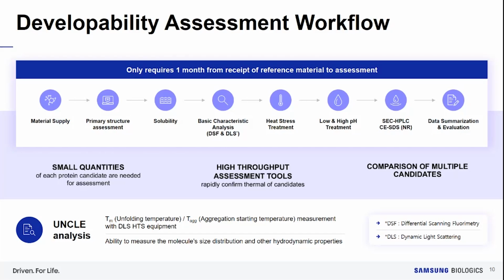So the typical workflow for the DEVELOPICK is as follows, and is shown on the screen. First, we receive the material, whether it's provided by the client or produced in-house. The first thing we'll do is an initial screen or evaluation of the primary sequence. Then we'll move into a relative solubility assessment. We'll perform some basic characterization and biophysical characterization of the molecule. We'll expose it to some heat stress and other stresses, such as low pH and high pH.